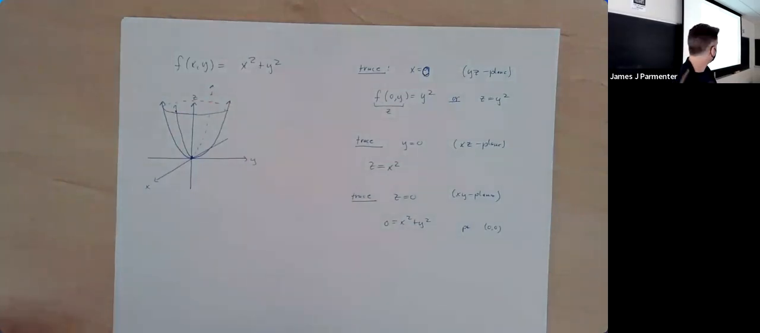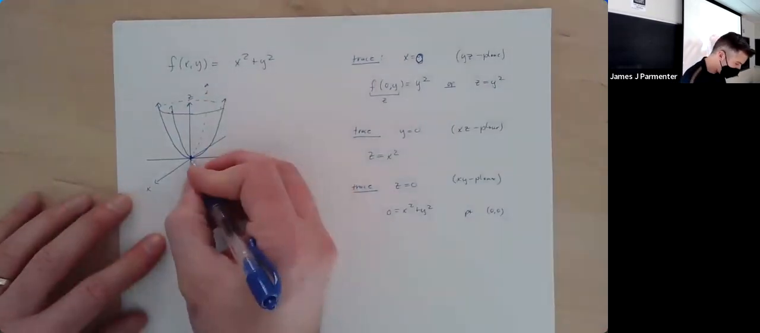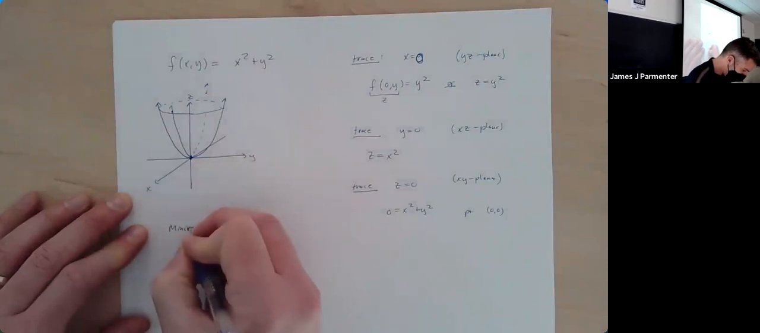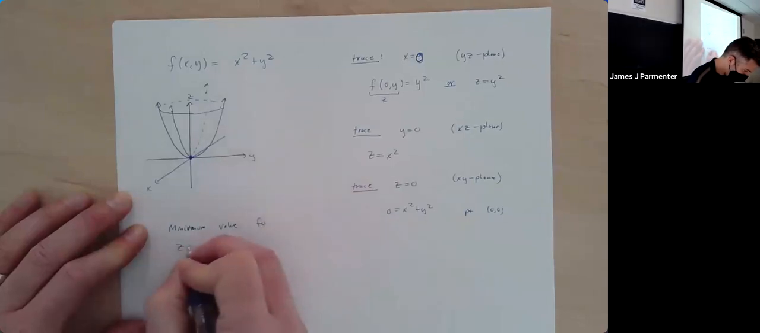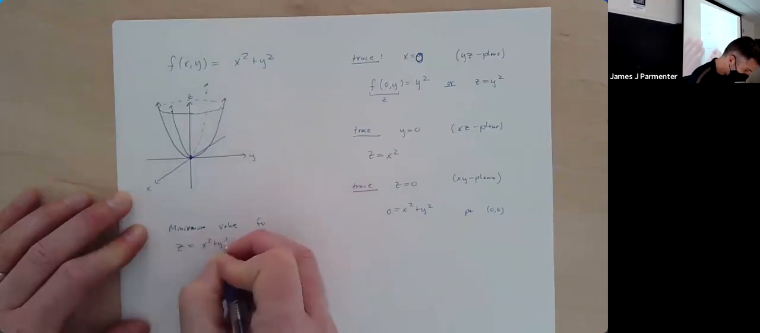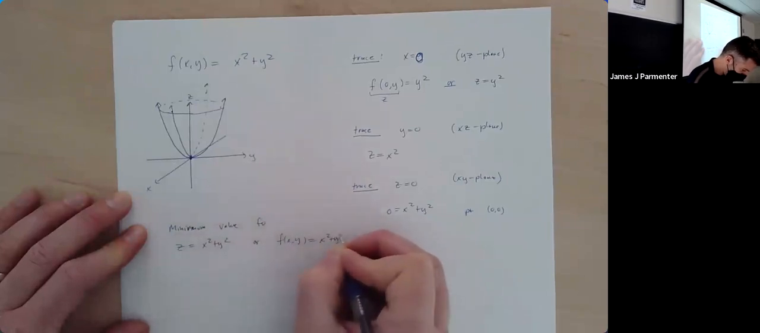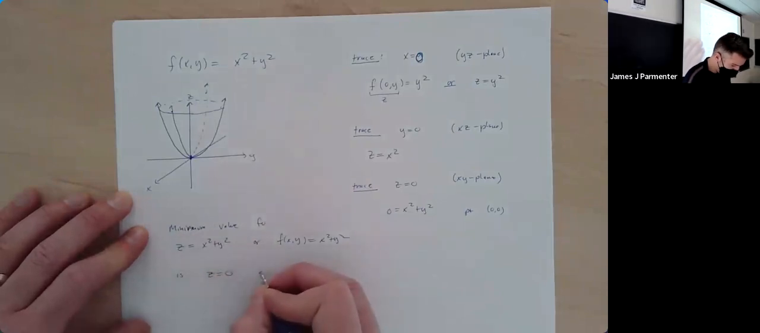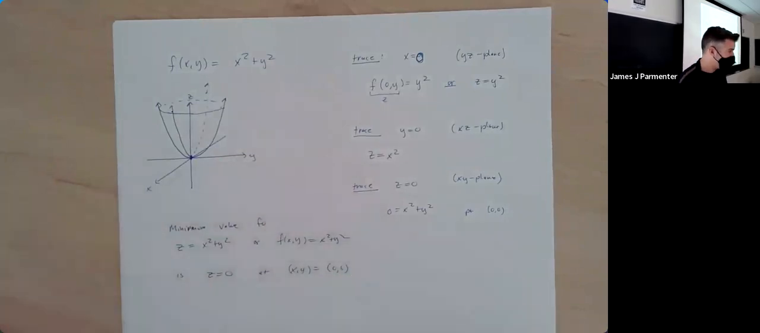And notably, this paraboloid has a minimum value, right? That value right there, the minimum value of z equal to x squared plus y squared, or if you prefer, f of x comma y equal to x squared plus y squared, is z equal to 0 at the point x comma y equal to 0 comma 0. That's the minimum value. There is no lower z value.